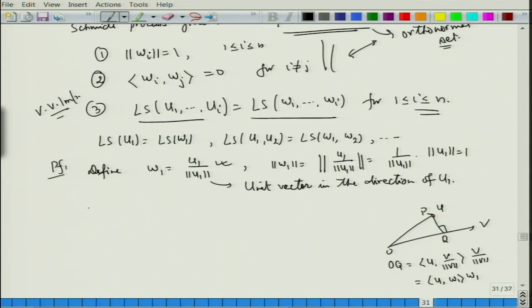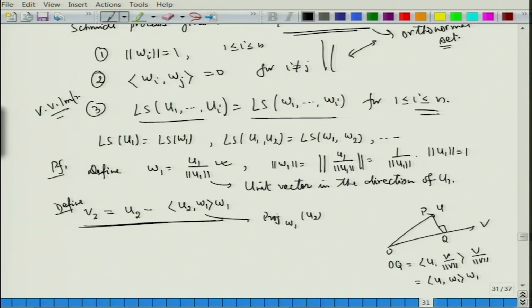Now I am going to look at this part. I have got W1, and now I am defining V2, that is very important. Define V2 as U2 minus the inner product of U2 and W1 times W1. So, look at U2 and from U2 remove the component, the projection of U2 on W1. Since we are removing this part, we are left with a vector which is perpendicular.